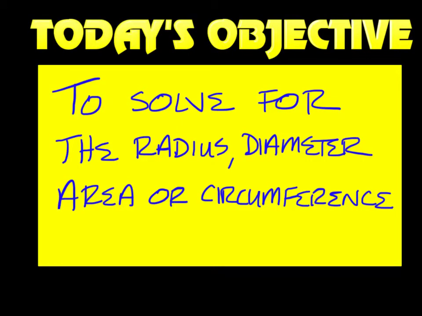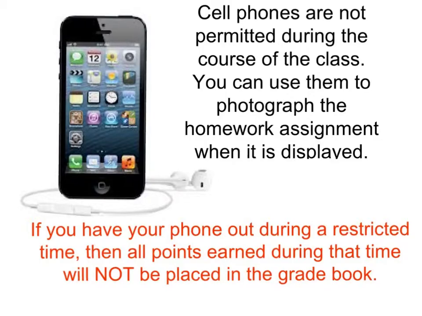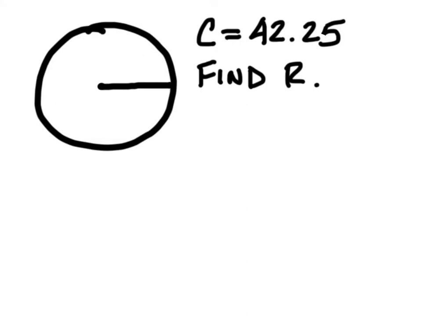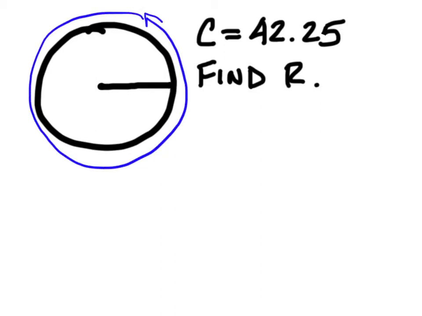To solve for the radius, diameter, area, or circumference of a circle. So here's a circle, and you're given the circumference. The circumference is the distance around the circle, one time. The formula for circumference is 2 pi r. The problem is giving you the circumference.